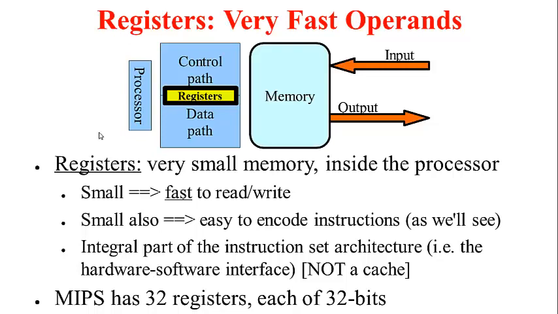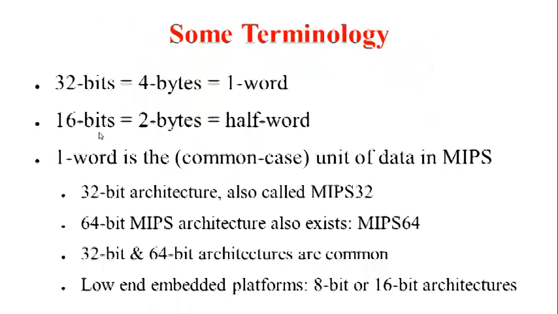In one perspective, registers can be considered as part of the memory hierarchy. However, they are an integral part of the instruction set architecture. That is, they are an integral part of the hardware to software interface. The particular MIPS machine which we are going to use as example has 32 registers, each of 32 bits. Some terminology: 32 bits or 4 bytes is often called one word, and half of that, 16 bits, is called a half word. One word is the common case of unit of data in MIPS, although there are instructions which support other units of data.